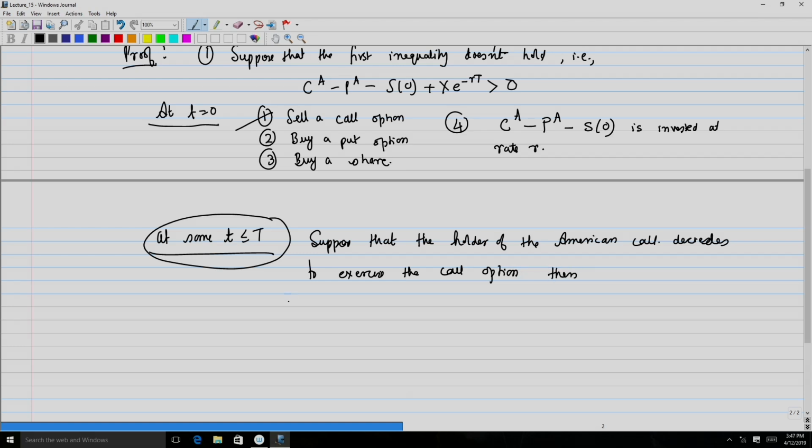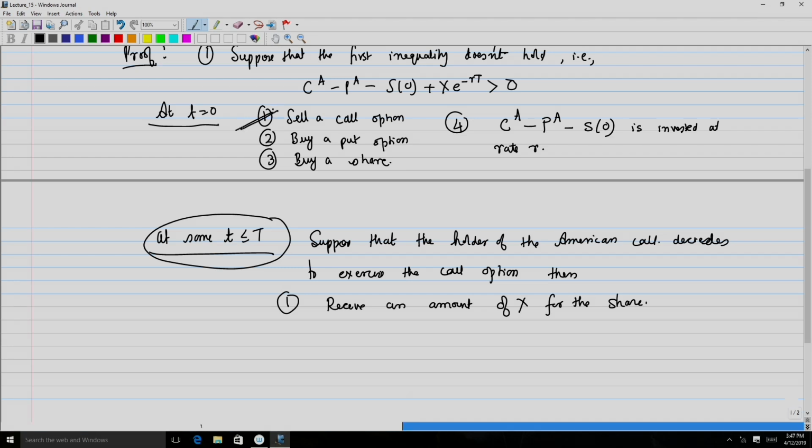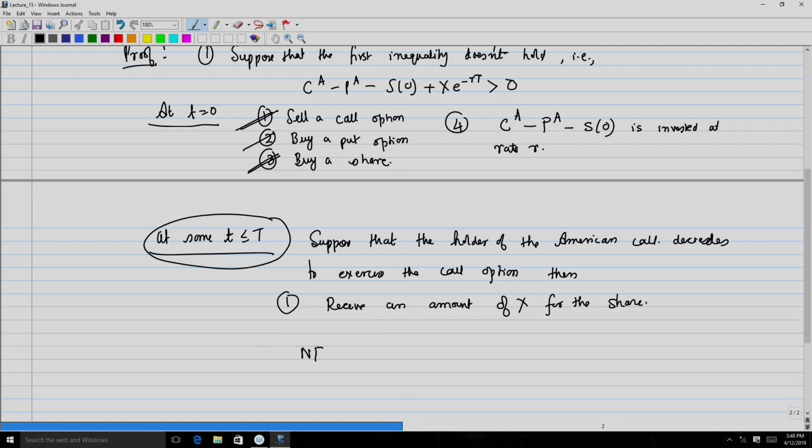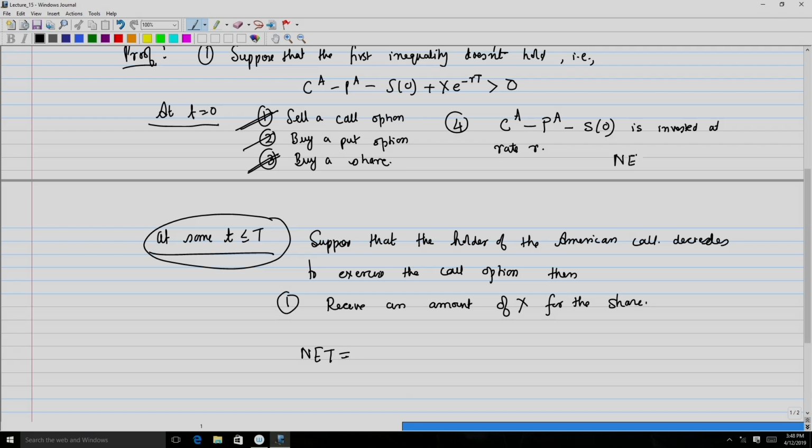Then what will happen? First of all, when the call is exercised, you will receive an amount of x for the share. So, this means that your position under the call option is now covered, and the share you had bought, you have managed to sell it off, and the put option that you had bought goes without exercise. So, you end up receiving an amount of x for the share. So, here the net investment is equal to 0.